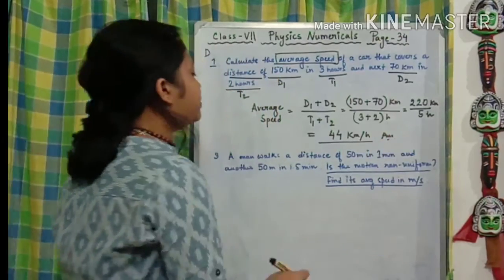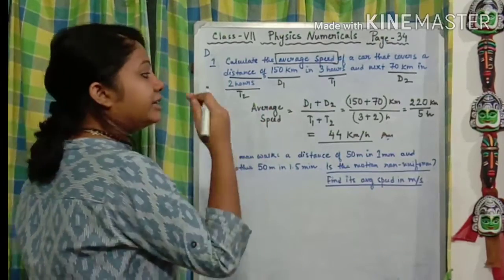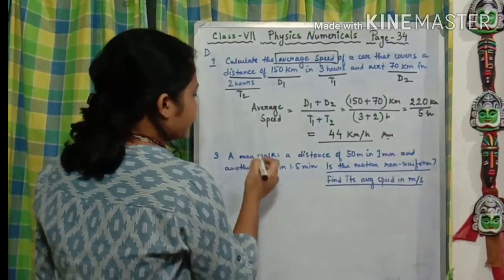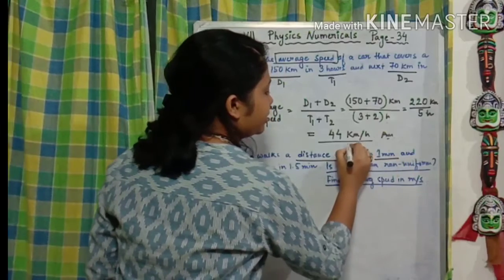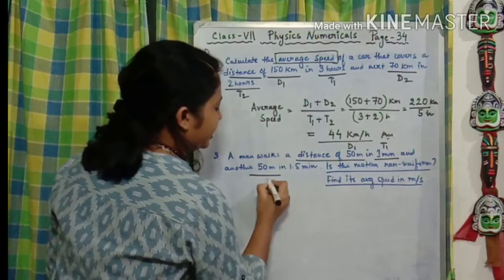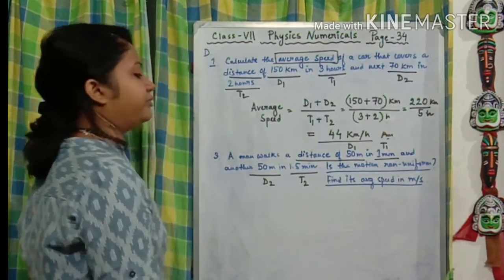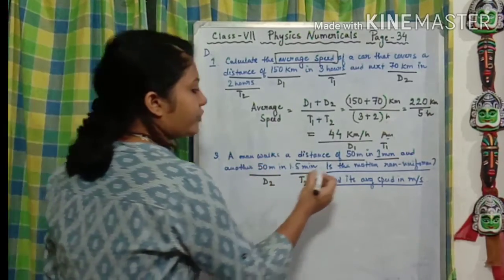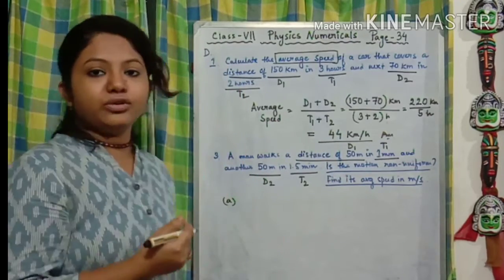Now coming to the second one, where we have to find the average speed once again, but in a different unit, meter per second. First of all, a man walks a distance of 50 meter in 1 minute. So here D1 is 50 meter, T1 is 1 minute, and another 50 meter, that is D2, in 1.5 minute. That means T2 is 1.5 minute. Before that, we are going to find the first part of the question, whether this is a non-uniform motion or not.